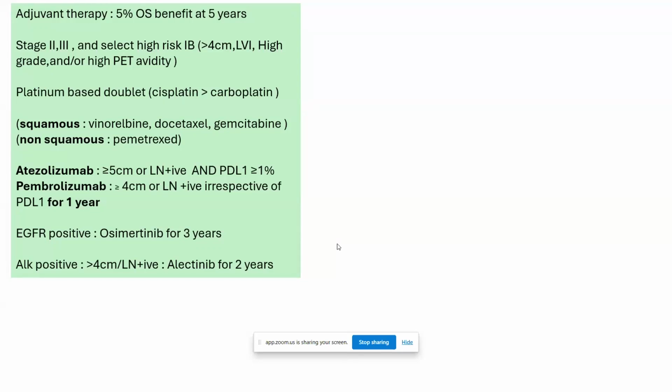This is followed by, depending on the driver mutation, if it is EGFR positive, after chemotherapy we give osimertinib for 3 years. If it is ALK positive, we give alectinib for 2 years. But if the patient is PDL1 positive and driver mutation negative, in that case we give adjuvant therapy of atezolizumab or pembrolizumab depending on the PDL1 status.